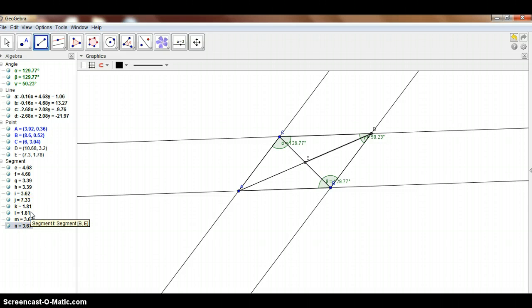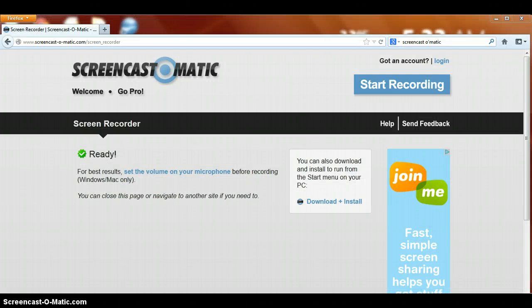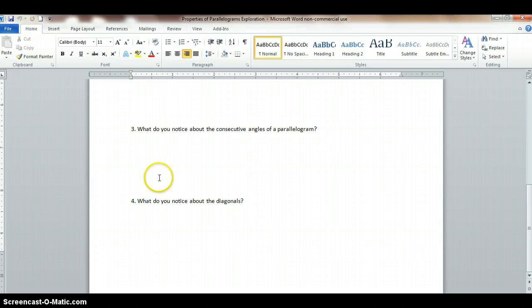You notice something kind of interesting going on. So if this is happening on both the diagonals, what is E to both of those diagonals? What kind of a point is it for both of them? Okay, so that can lead you to answer question number 4 about what do you notice about the diagonals.